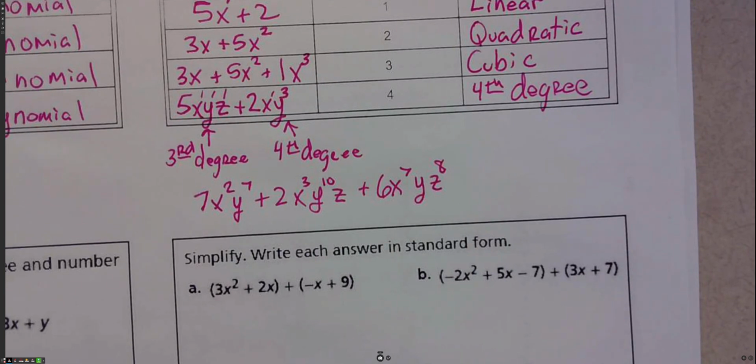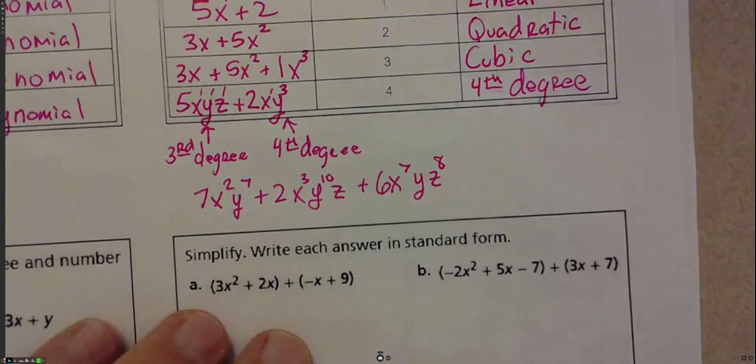It'd be 16. No, wait. Oh, there's a 1 above the y. So it's 8 plus 7 plus 1, which is 16. I hear 39, I hear 16. Who's in the 16 camp? Who's in the 39 camp?